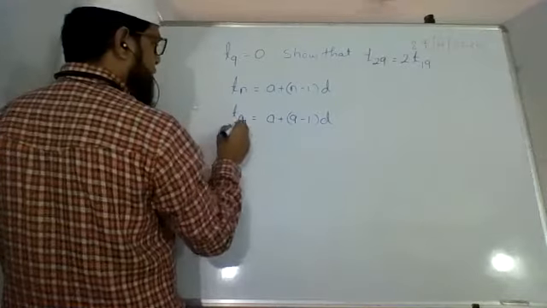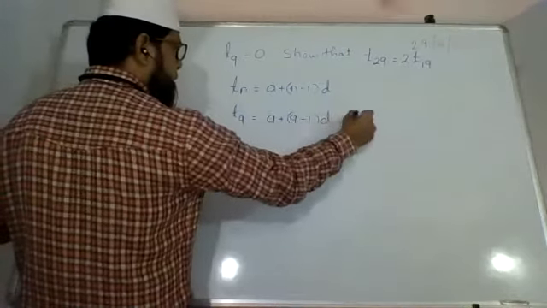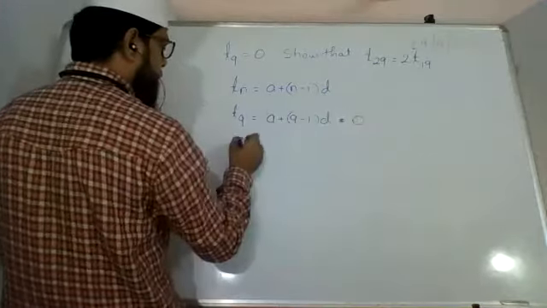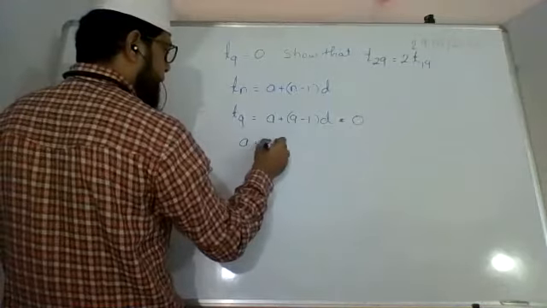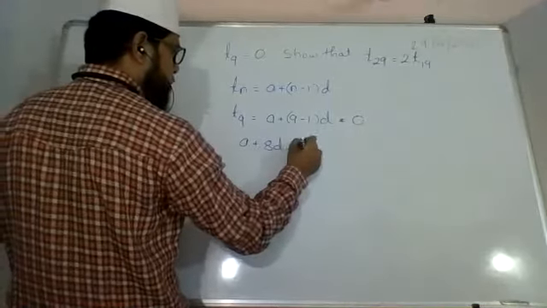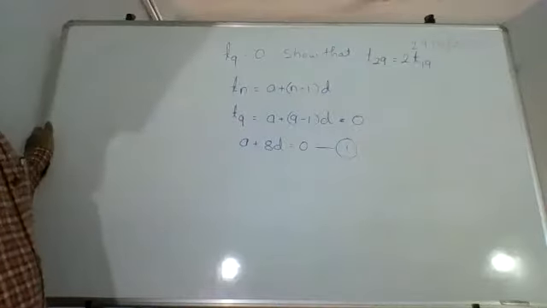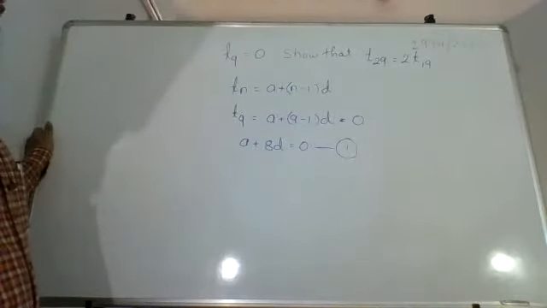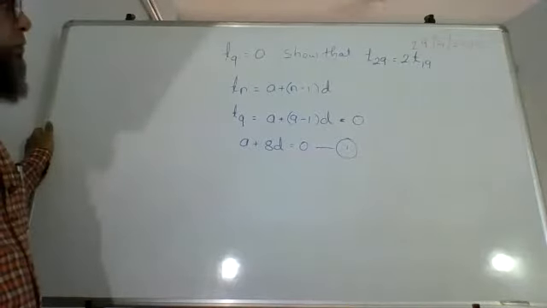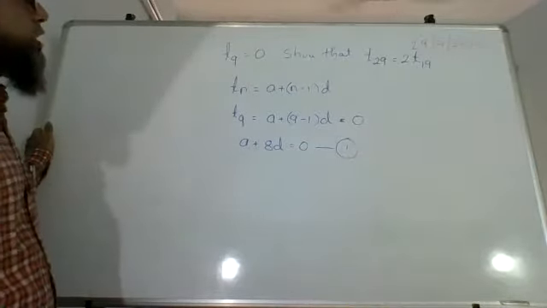Now how much is T9? That is nothing but 0. So A plus 8D equals 0. This is my first equation. A plus 8D equals 0. Then I have to see what is T19.